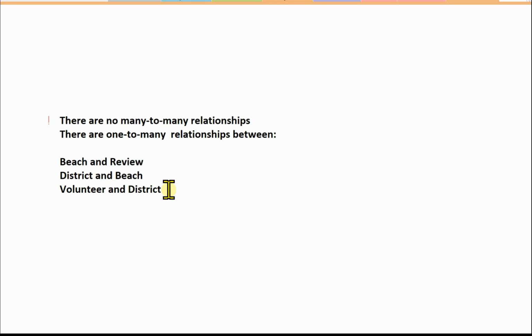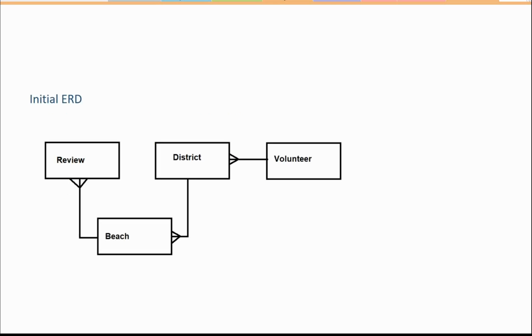Let's have a look at the initial ERD. So here is our initial ERD. We've got our entities: volunteer, district, beach, review. A volunteer can volunteer on many districts, but a district only has one volunteer. And a beach can have many reviews. Next thing we'll do is add the primary keys to the ERD.